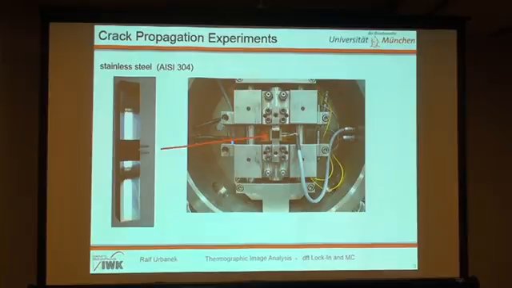For experiments with constant stress intensity, we measure the crack length via potential drop, and this value of the potential drop is delivered to the controls, and they estimate the force.